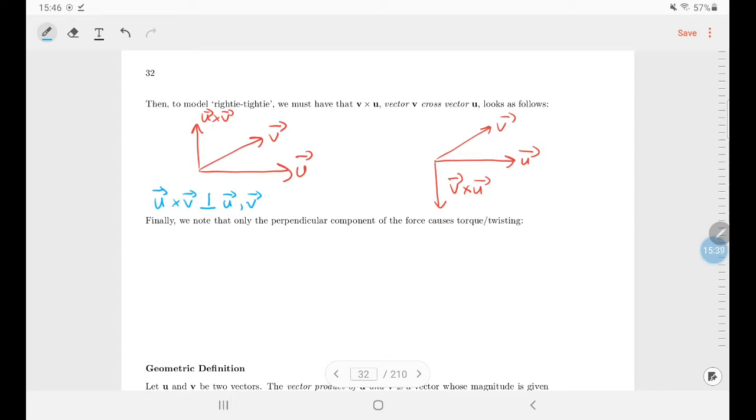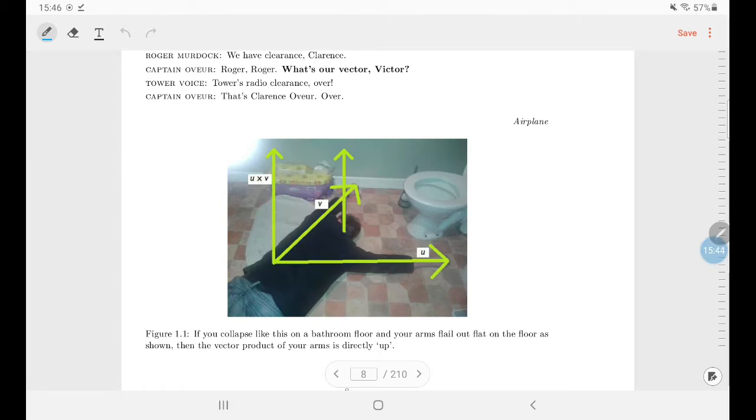So I'm going to pause this and go back way earlier in the notes. This is back on page 8, and this is me on the ground. This is showing two things. Both of my arms are on the ground in the directions of U and V.